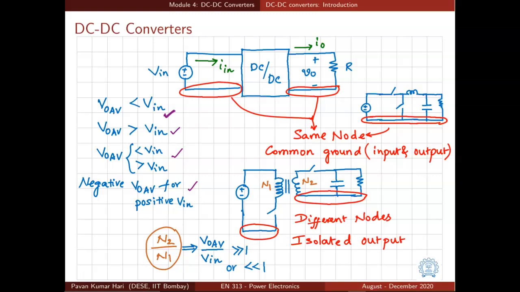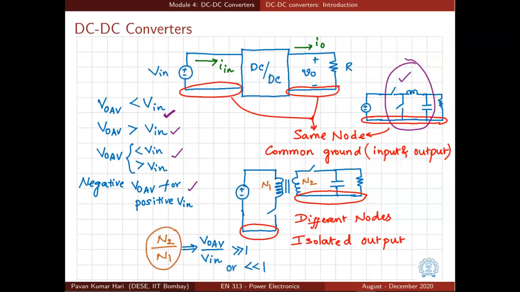For example, you take this circuit. In this circuit, this is a power electronic converter. So it has inductors, switches and capacitor. But if you look at the negative node, it is common to both input and output. This is one type of DC-DC converter which is known as non-isolated DC-DC converter. It means the output ground is not isolated from the input ground.